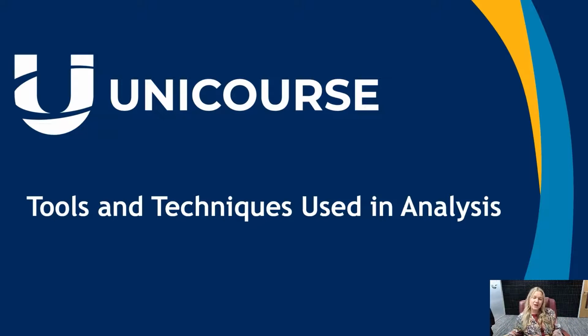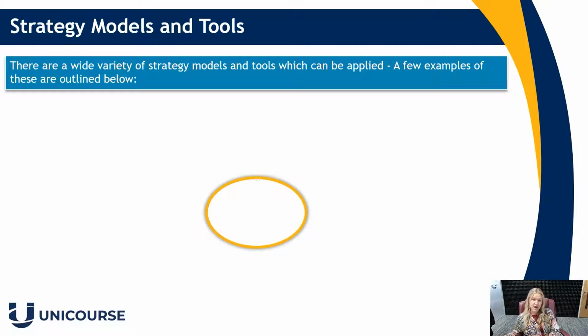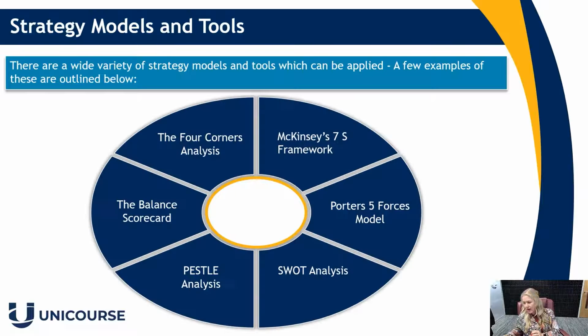So tools and techniques used in strategic analysis. Now there's many, and you can focus them in 2 different areas if you want. You can look at it as an internal analysis, so within the organisation, or an external analysis looking at the outside of the organisation. But there's a wide variety of strategy models which can be applied to the analysis of the organisation and the actual process itself. And I'm going to just name a few here, okay?